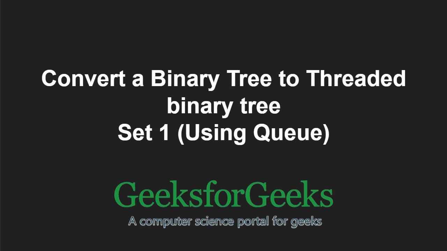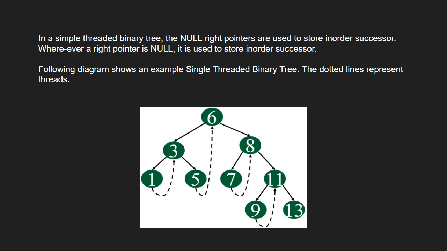In this video, we are going to understand the program which converts a binary tree into a threaded binary tree. First, let us take an example. In a simple threaded binary tree, the null right pointers are used to store the in-order successor. Wherever a right pointer is null, it is used to store the in-order successor.